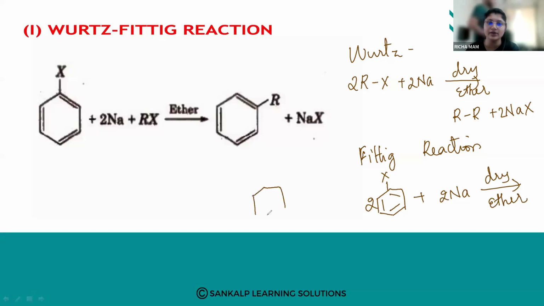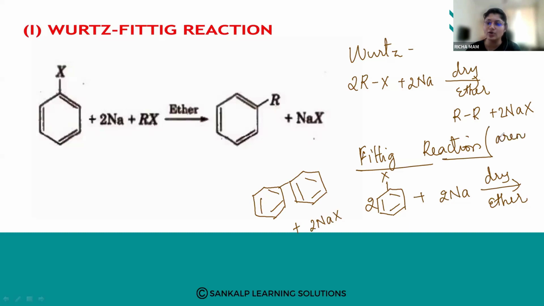The product obtained will be an alkyl aryl, arenes, a diphenyl, plus 2 NaX. This is the Fittig reaction. The Fittig reaction is applicable for arenes, where both molecules are arenes, and Wood's reaction is for alkyl groups. Then next is the Wurtz-Fittig reaction.